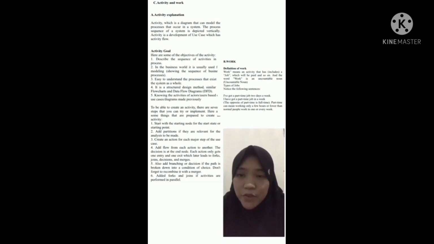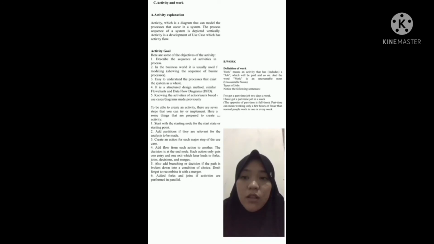My name is Putri Silvaradela. I'm from PBI 3. Okay, I will explain about activity and work. Number one, explanation about activity. Activity, which is a diagram that can model the process that occurs in a system. The process of a system is divided vertically. Activity is a development of use case which has activity flow.